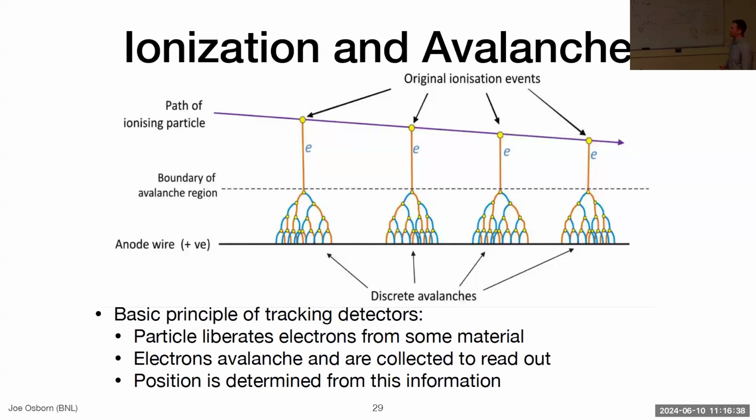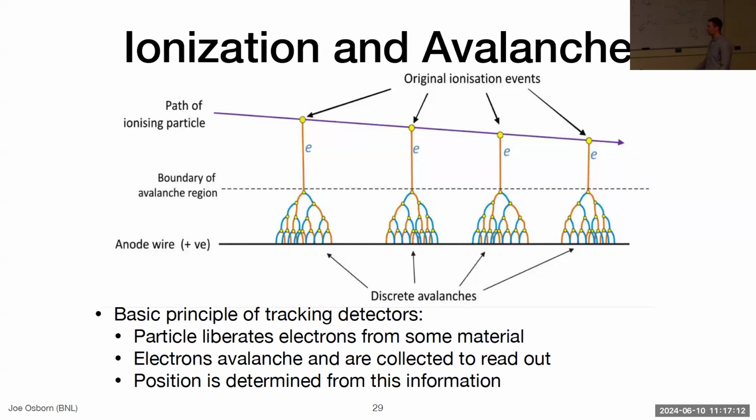So let's talk about ionization and avalanche. Again, the basic principle is that you have some path of an ionizing particle that traverses some material. It liberates some electrons, and those electrons drift in some electric field or some boundary, where they are then avalanched to the point where you can actually read out the signal of the electron. And based on where that avalanche is collected at some anode wire, for example, that can give you some information about where the original electron was actually produced.